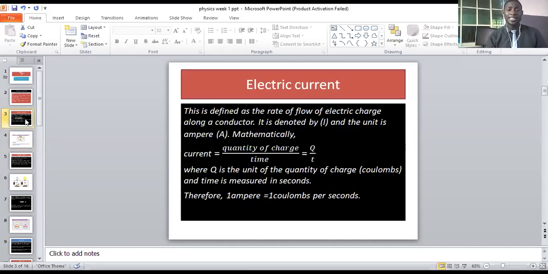And mathematically it is denoted as what? Electric current equals quantity of charge over time. Quantity of charge is represented as Q, which is measured in what? Coulombs. And t is the time, measured in what? Seconds. Let us look at the next thing.